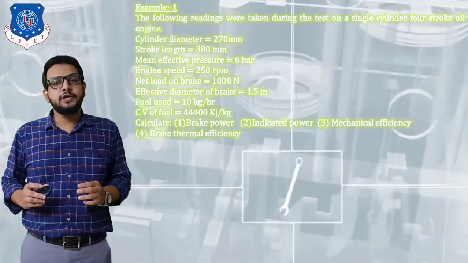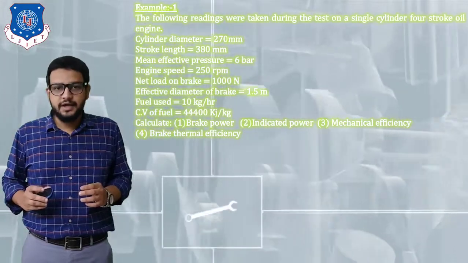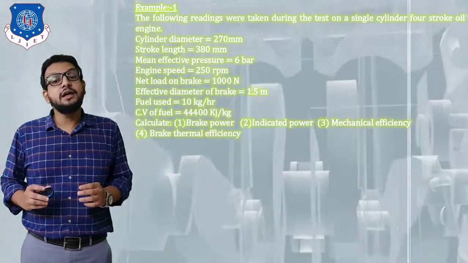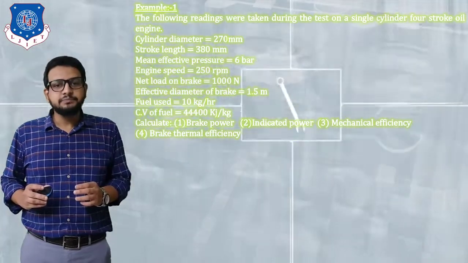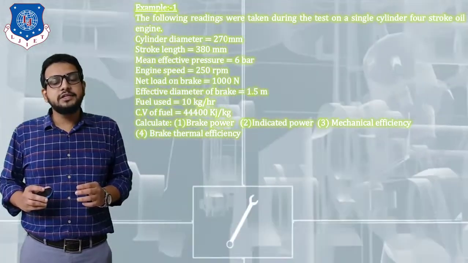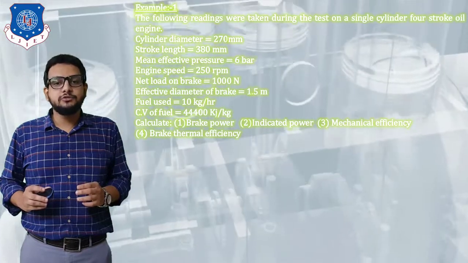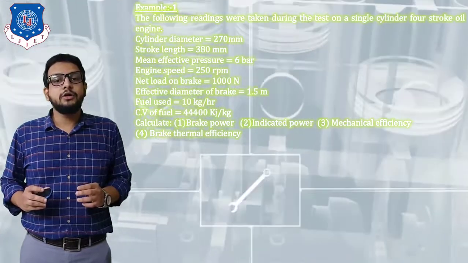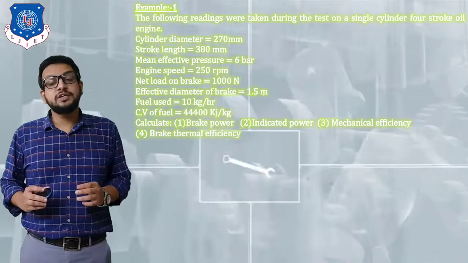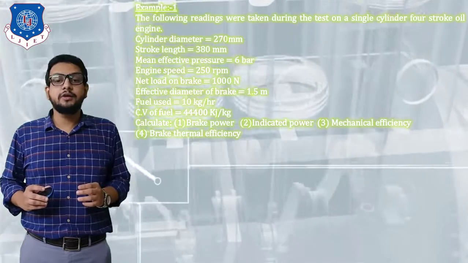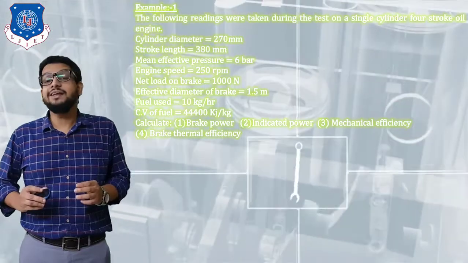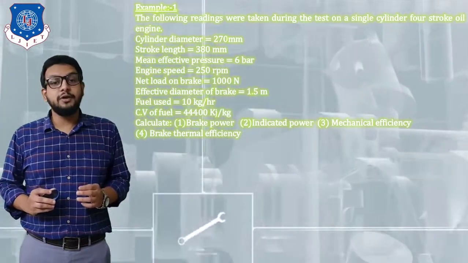Then mean effective pressure, that is the pressure exerted by gas. So it is basically indicated mean effective pressure PIM, which is given as 6 bar. Then engine speed is given, that is capital N is 250 rpm. Net load on a brake, that is force, is given as 1000 Newton. Effective diameter of a brake drum, that is capital D, is given as 1.5 meter.